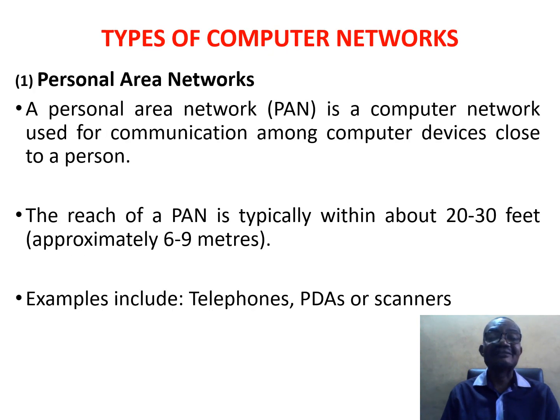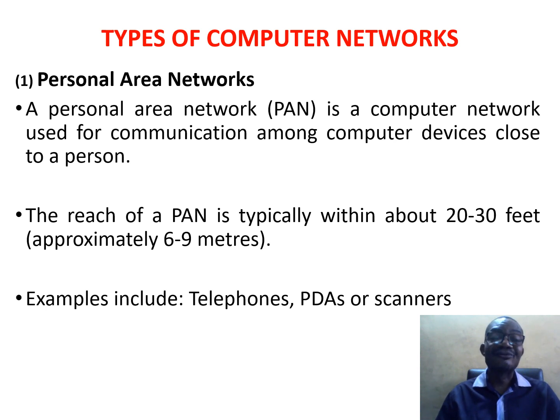Types of computer network. The first we are looking at is personal area network. When we say personal, it has to do with a network that is around a person, a network where the distance is around the user. That is a personal area network. A personal area network is a computer network that is used for communication among computer devices close to a person.